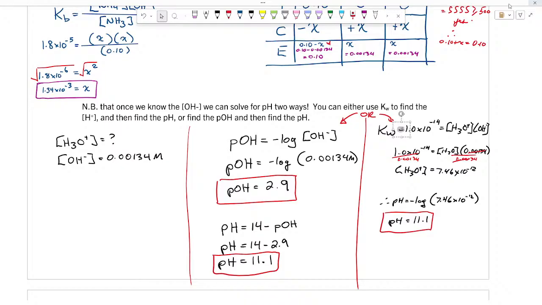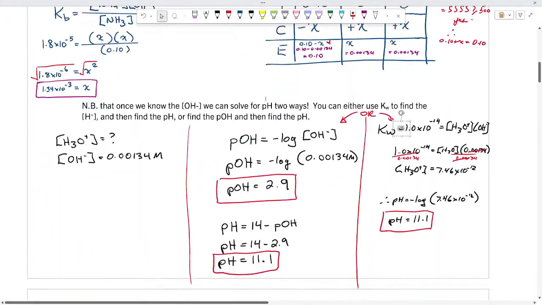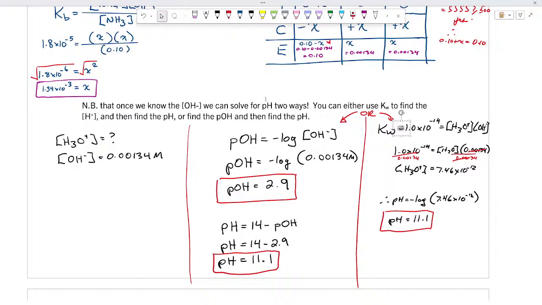All right, so let's get back to it. All right, so this is Kb. I don't actually have another example in the notes because they're all the same. It's just like Ka, but instead of working with acids, you're working with bases.